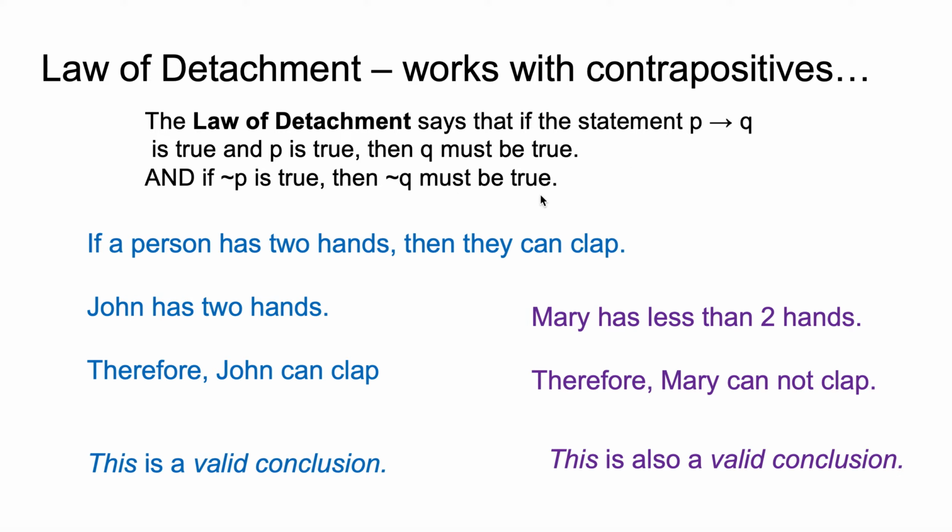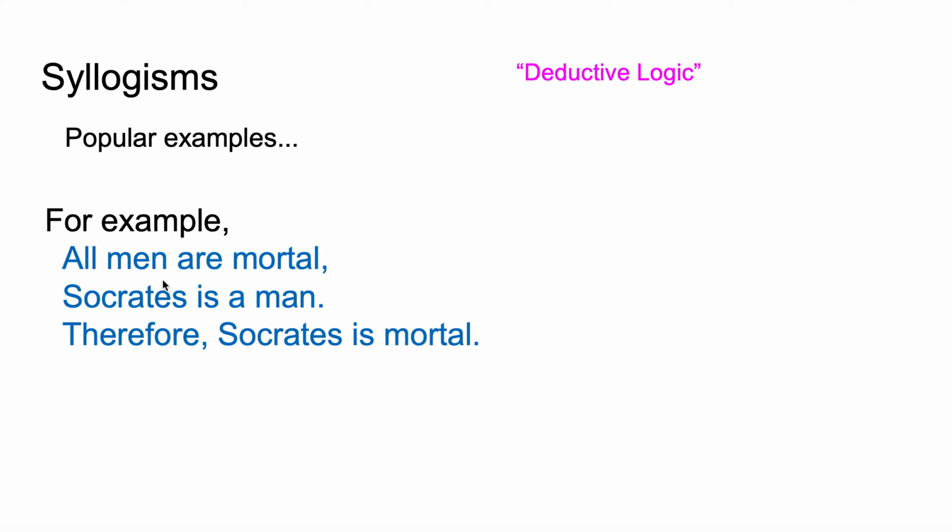So that was the law of detachment. The other thing in deductive logic are syllogisms. These are quite popular. You'll hear them in everyday conversation, something like this. This is a classic example: All men are mortal. Socrates is a man, therefore Socrates is mortal.